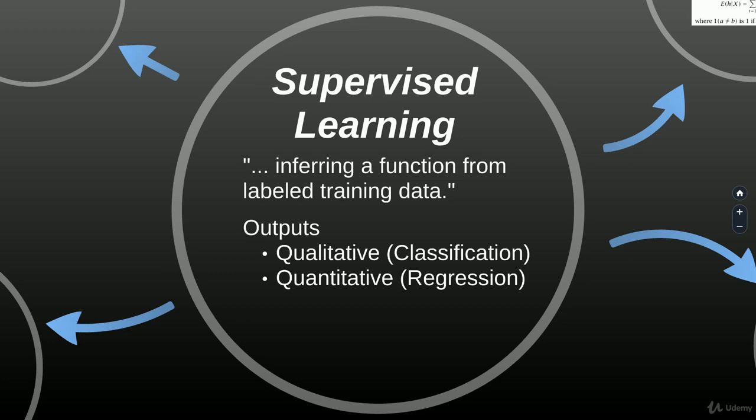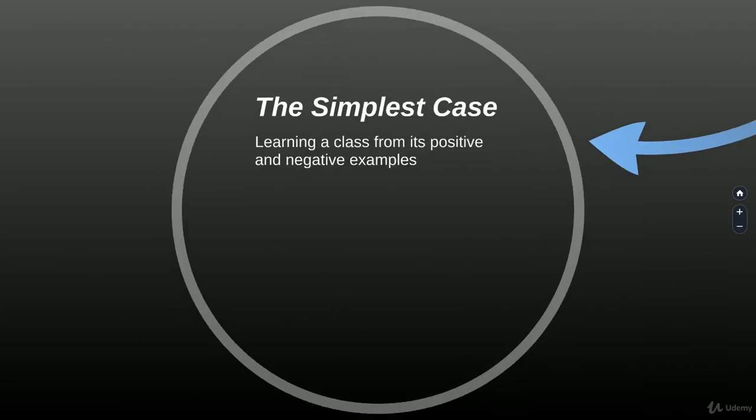We'll see that these two tasks have a lot in common, and in particular, both can be viewed as a task of function approximation. And that is why supervised learning is inferring a function. These are really function approximations. So let's get started with the simplest case, learning a class from its positive and negative examples. After this, we're going to generalize and discuss the case of multiple classes, then regression, where the outputs are continuous.